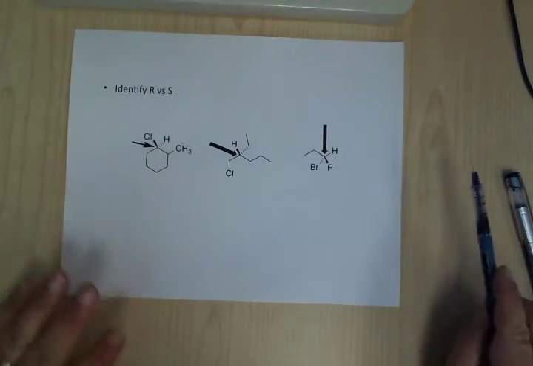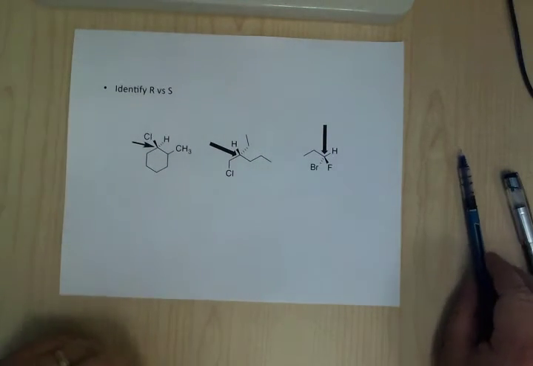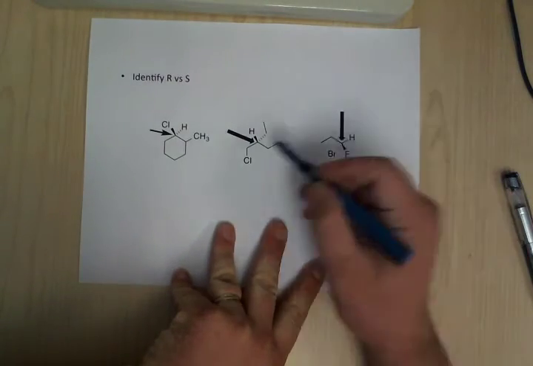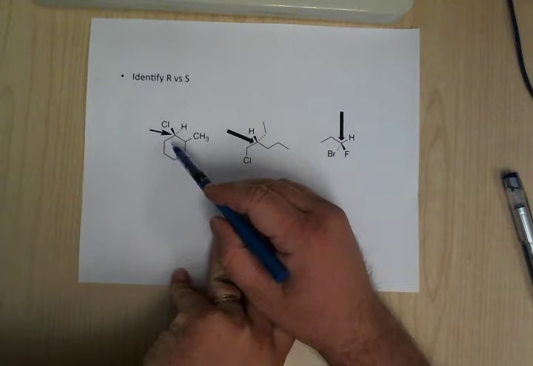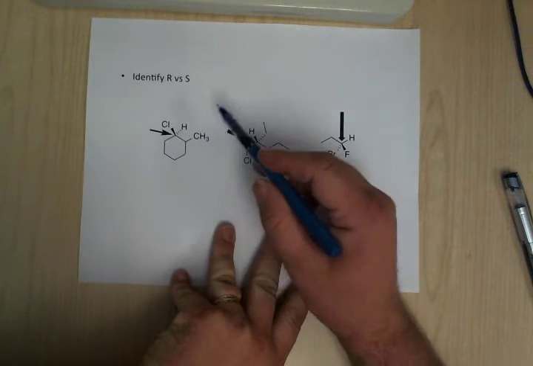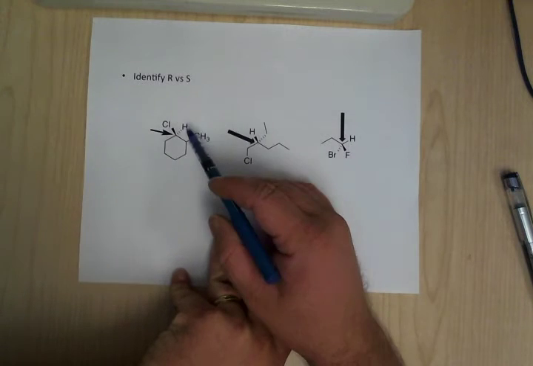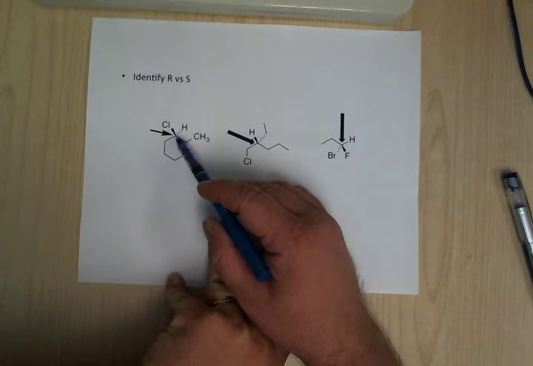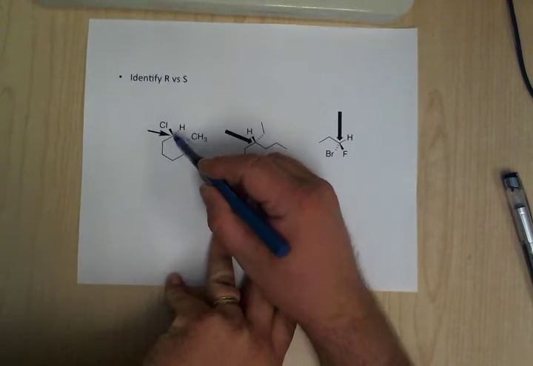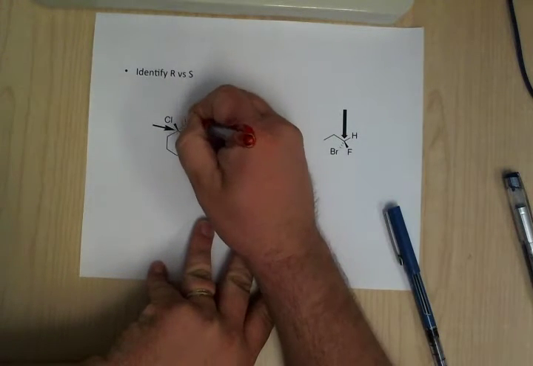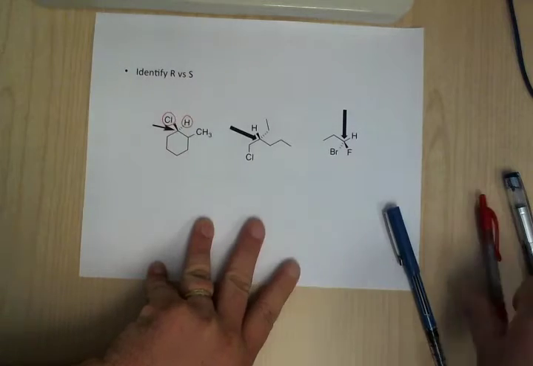Now, for R and S, there'll be an arrow pointing to the carbon of interest. So here we go. Remember, the first thing we have to do is look at what's hanging directly off of that carbon. In this case, it's a hydrogen and a chlorine.